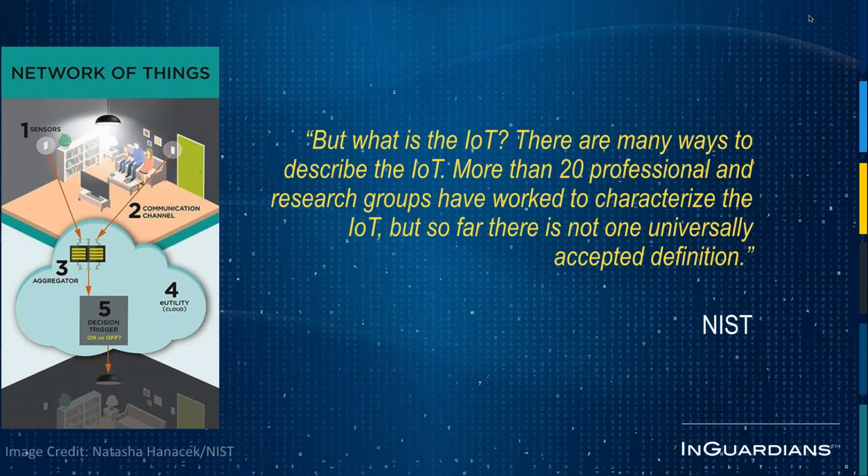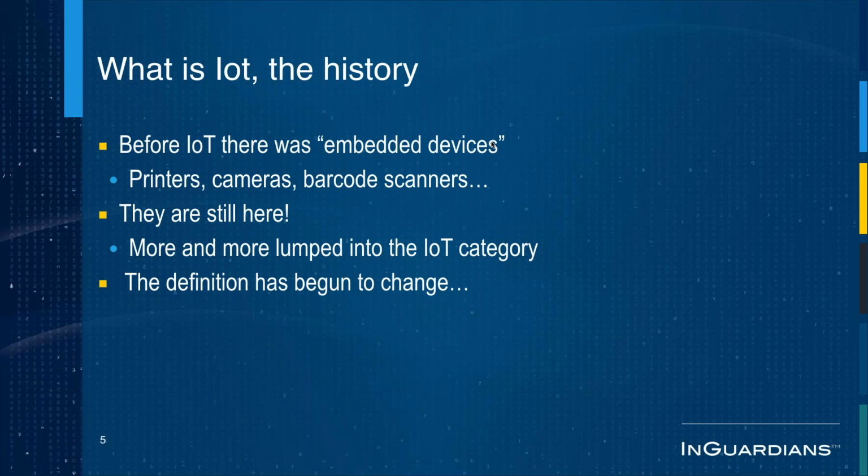In fact, NIST, the National Institute of Standards, has said that they've had more than 20 professional and research groups work to characterize what makes up the Internet of Things, and they're unable to come up with an agreement as to what IoT is. I'm very much in agreement with that, because even just in recent months, IoT has sort of exploded, and we're seeing all sorts of different types of devices.